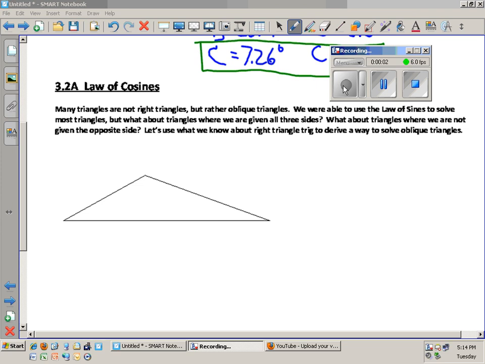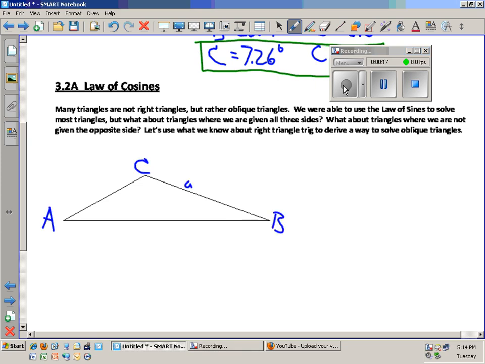Okay, trigonometry students, open your notes to 3.2a, the law of cosines. We used the law of sines. It's time to use cosines. And as you label things here, let's do A, B, and C, side A, side B, side C.